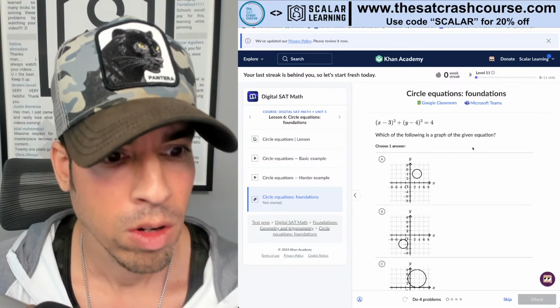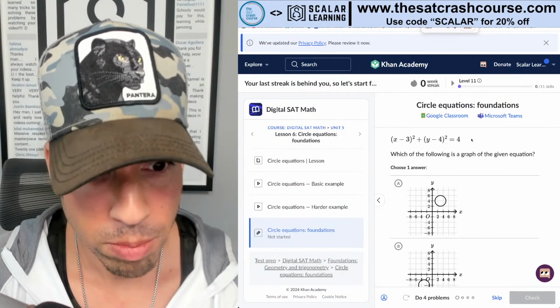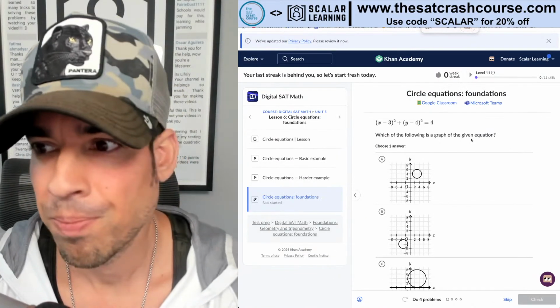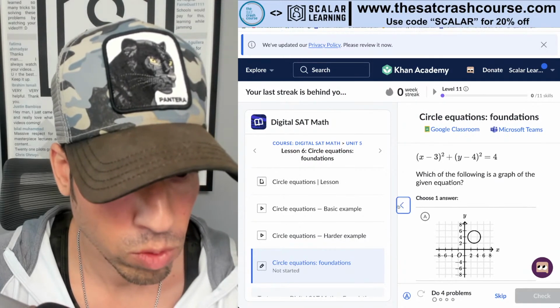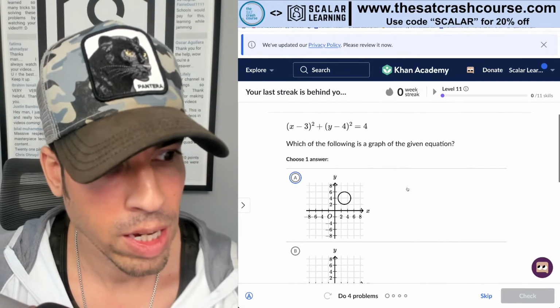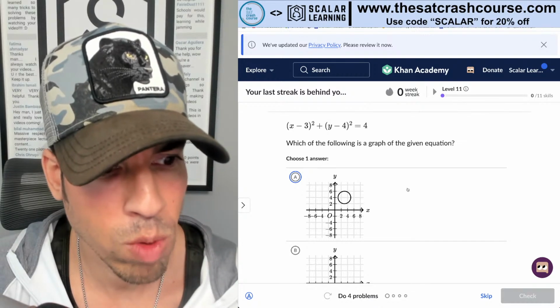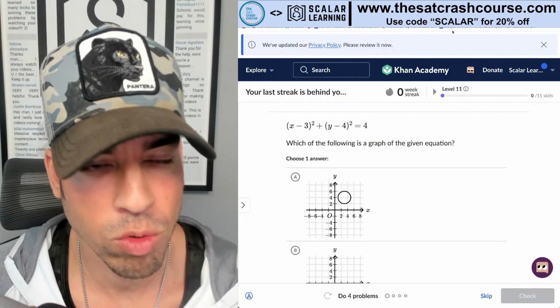Here we go. Okay, maybe let me zoom in a little bit here. All right. So we got x minus 3 squared plus y minus 4 squared equals 4. Which of the following is a graph of the given equation?